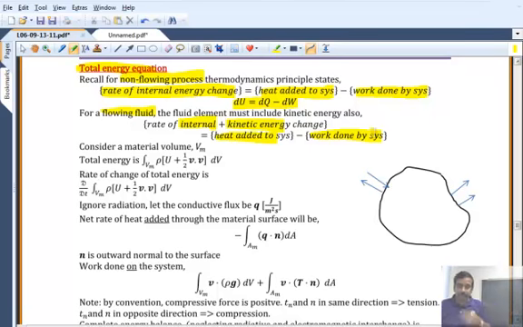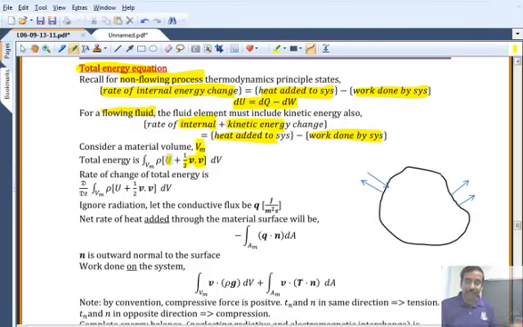Once again, we are going to consider the material volume and calculate the total energy in the material volume. So U is the internal energy, 1/2 v squared is the kinetic energy. We need to add those two and then multiply it by rho. What would be the units for internal energy? So many joules per kilogram or kilomole.